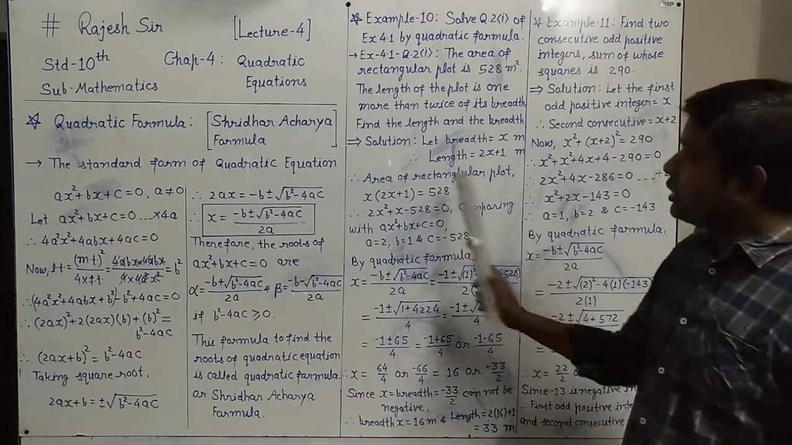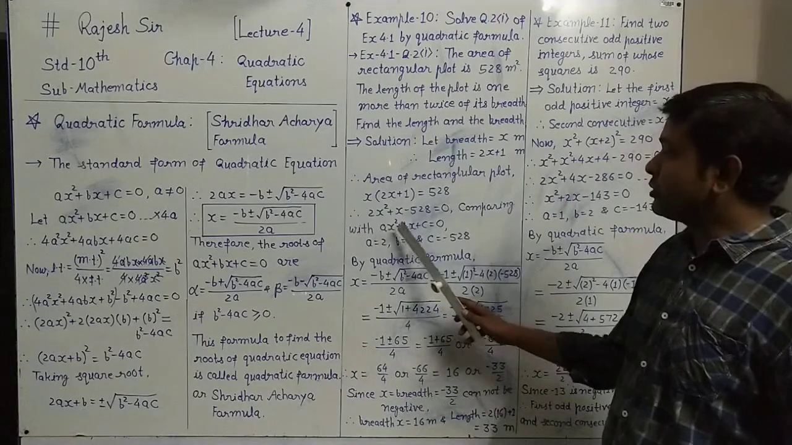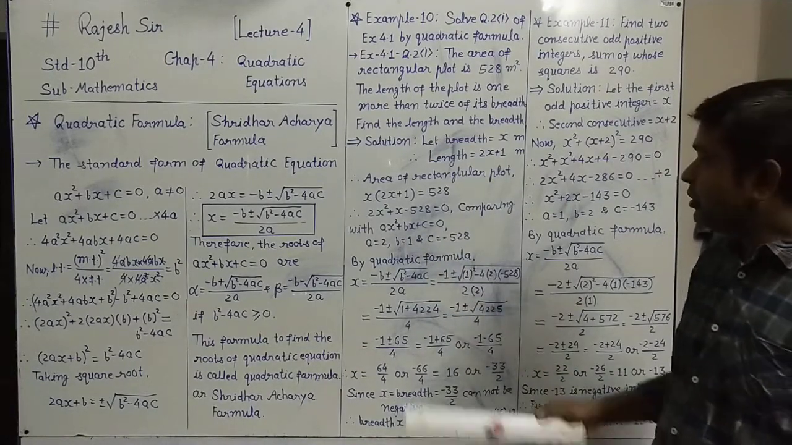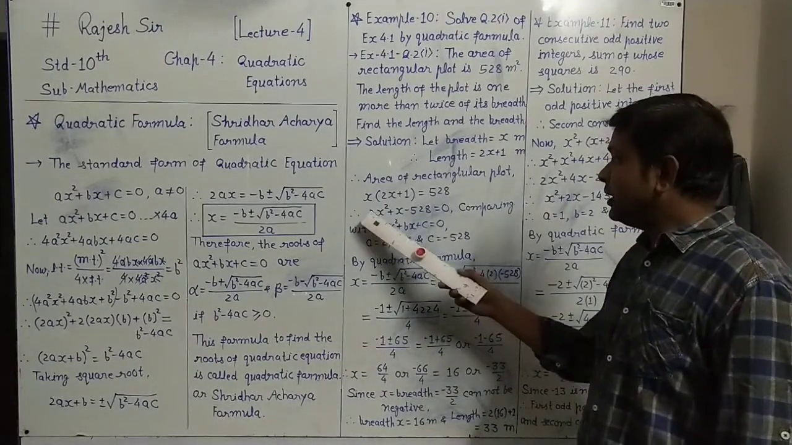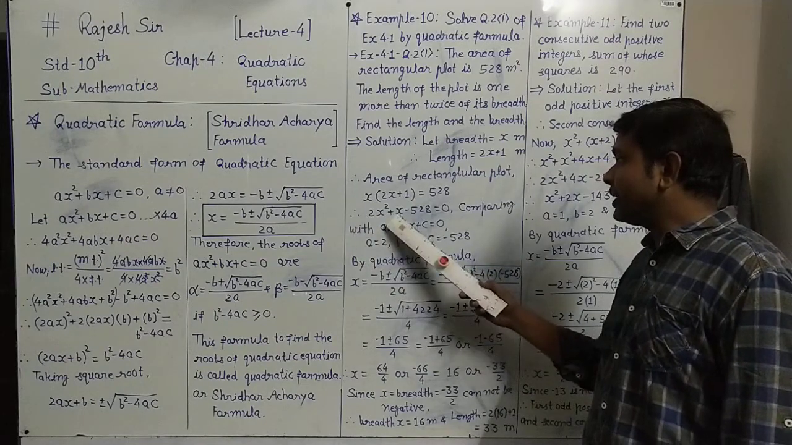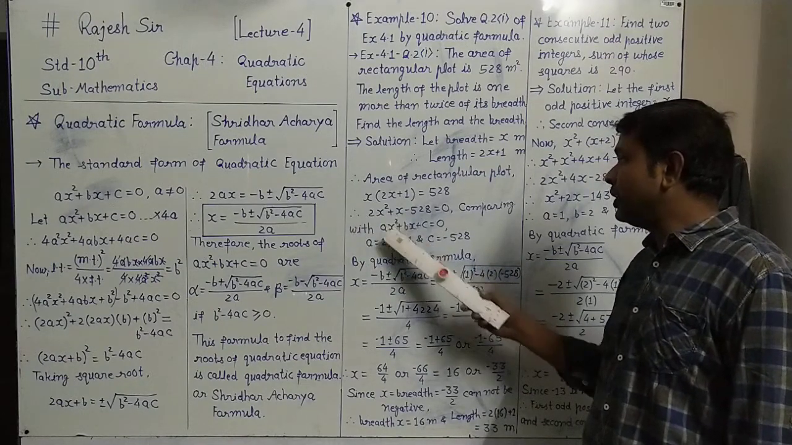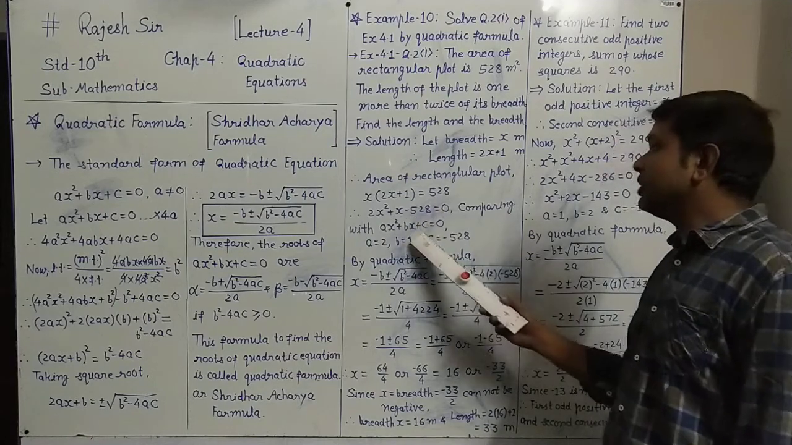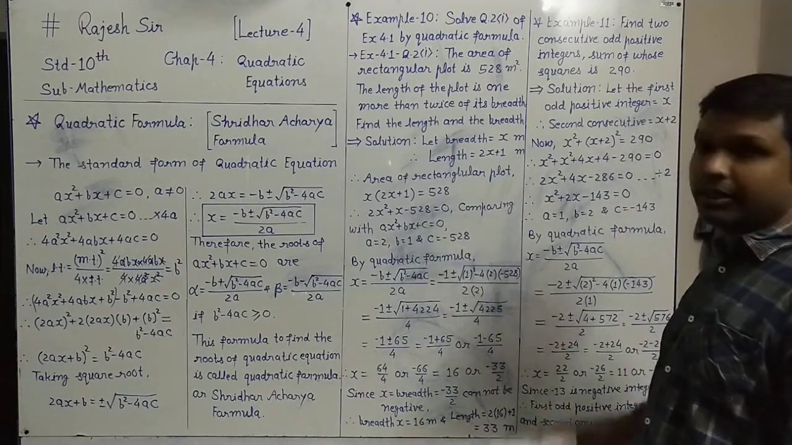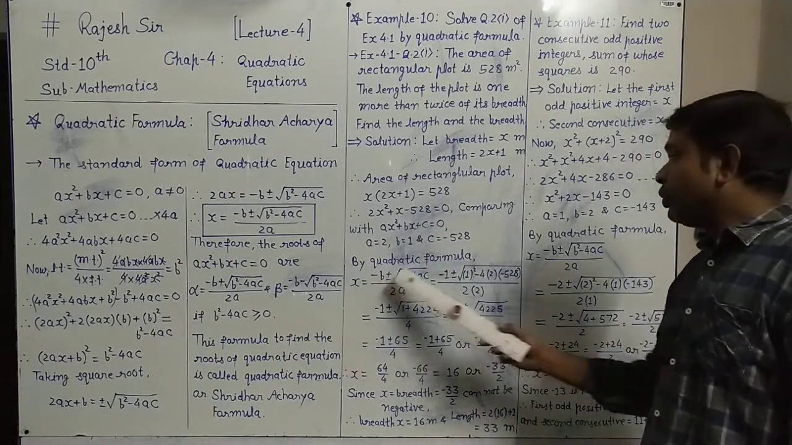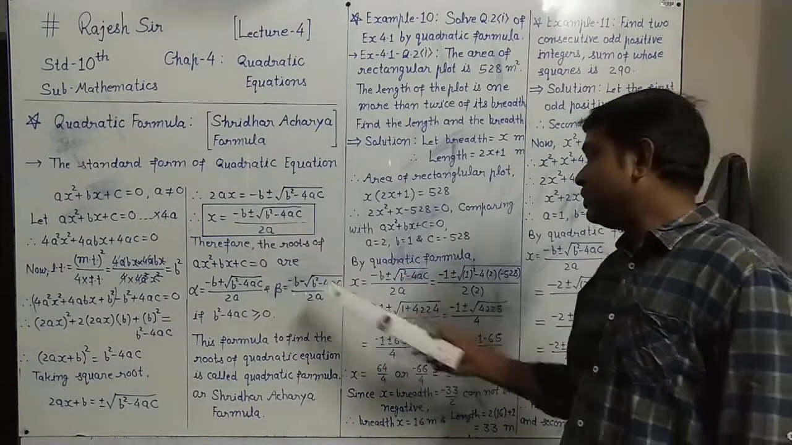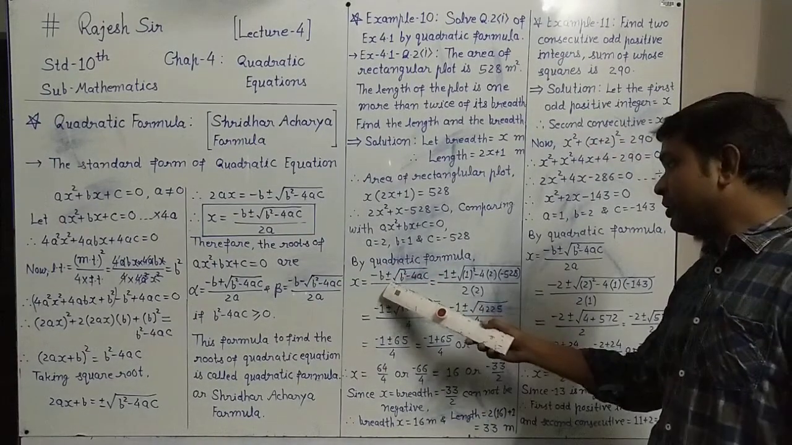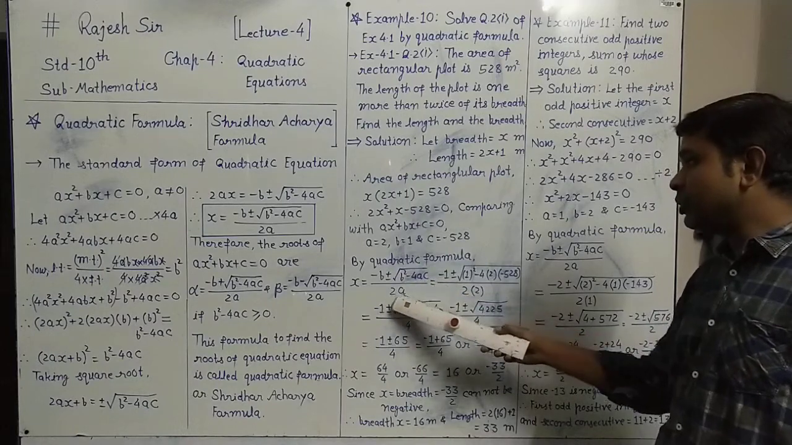Now, comparing this equation with the standard form ax square plus bx plus c equal to 0, the coefficient of x square gives a equal to 2, the coefficient of x gives b equal to 1, and the constant term gives c equal to minus 528. Now, by the quadratic formula, x equals minus b plus or minus the square root of b square minus 4ac, upon 2a.